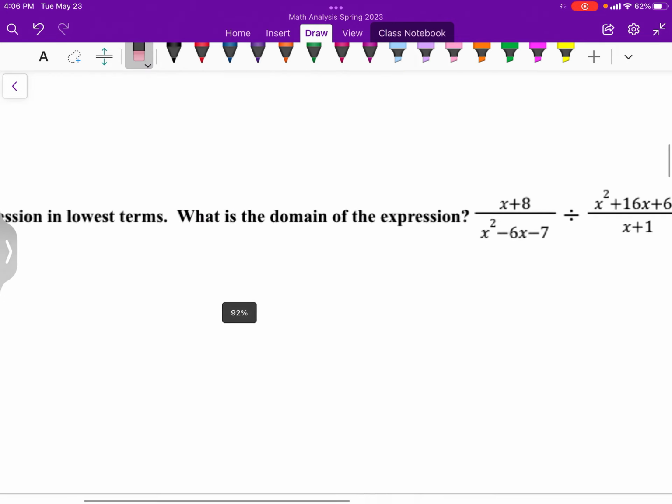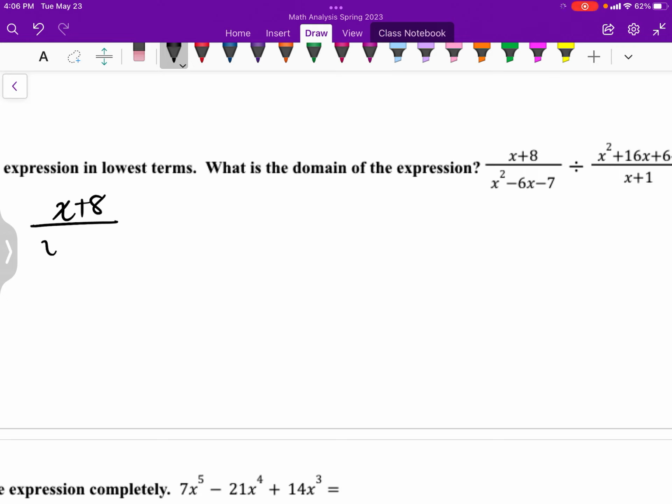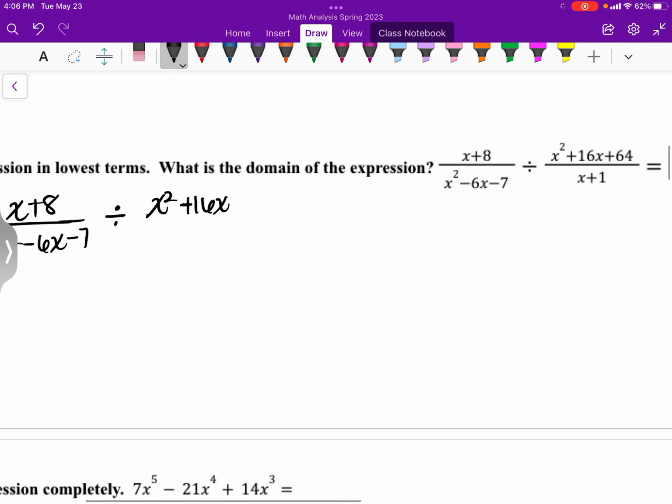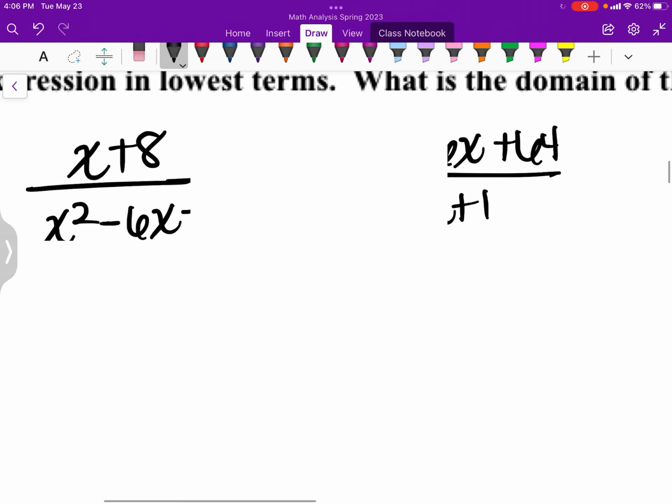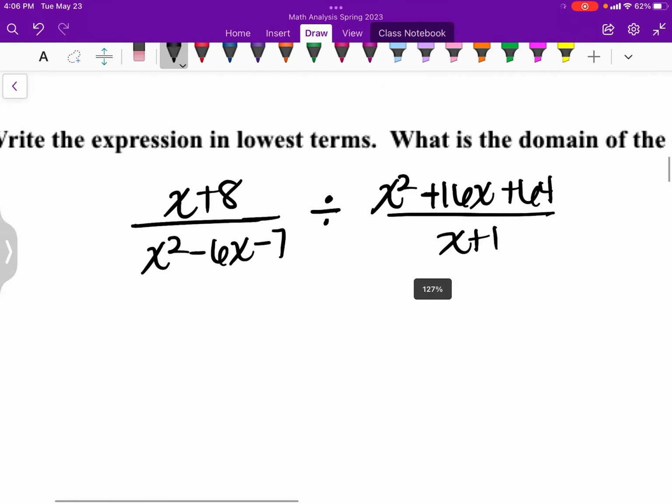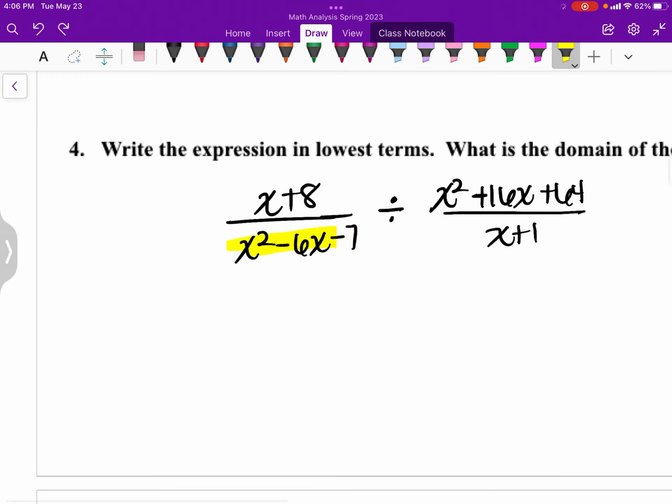So in this case, let me actually write the expression on the bottom here. I have x plus 8 over x squared minus 6x minus 7. And this is being divided by x squared plus 16x plus 64 over x plus 1. Now, on this one here, guys, because we want to simplify the expression, we are going to be factoring anything that is factorable. So, for example, if we take a look at the first one here, I really can't factor anything, so that stays the same. But this bottom one, I can factor. So I'm going to go ahead and actually factor that.